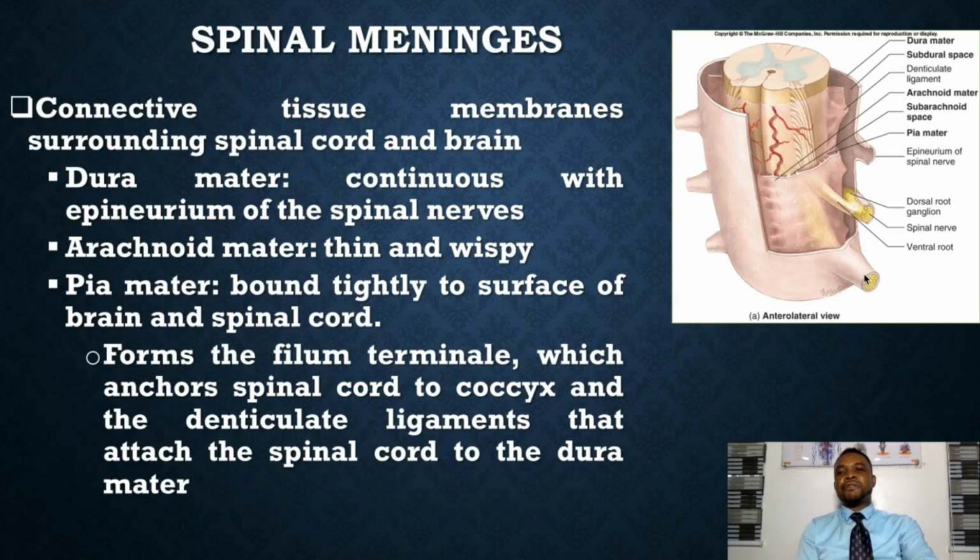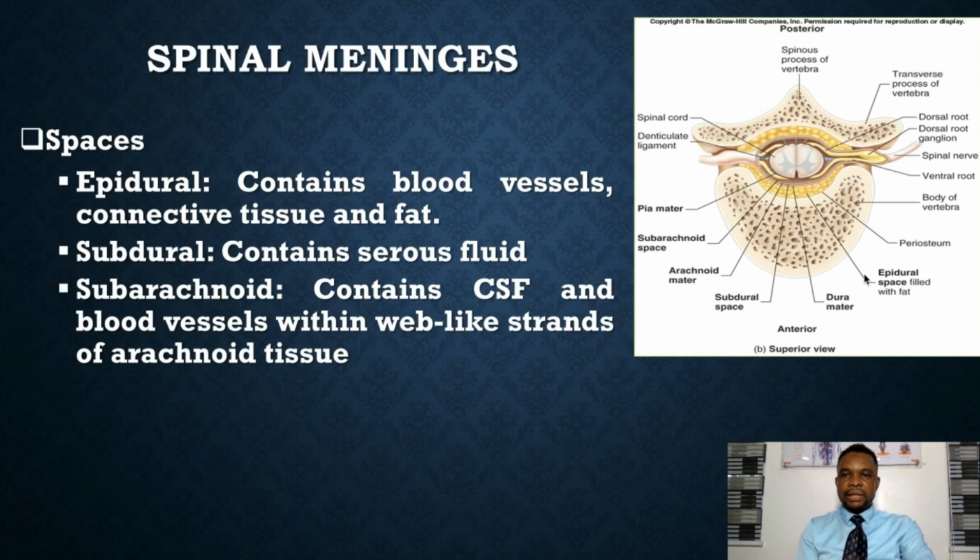The spinal cord is also covered with meninges. Meninges are the connective tissue membranes surrounding the spinal cord and the brain. We discussed them when we discussed the brain: the dura mater, the arachnoid mater, as well as the pia mater. There are some spaces within this covering. We have the epidural space, containing blood vessels, connective tissue, and fats. Then we have the subdural space, containing serous fluid. And then we have the subarachnoid space, containing cerebrospinal fluid and blood vessels within web-like strands of arachnoid tissue.